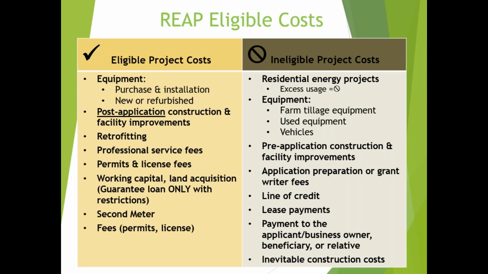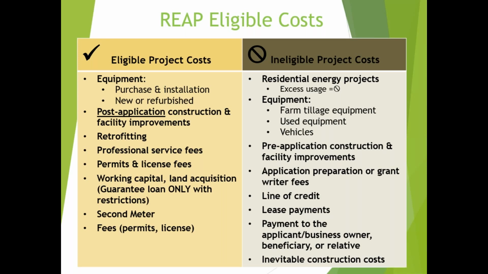So ineligible costs are residential energy projects, equipment for farm tillage, or equipment used on the farm for farm processes other than what is an eligible project. So a tractor, for example, would not be eligible. Used equipment, again, refurbished is fine, used is not. And refurbished, the difference there is there's certification, and it's usually sold by a dealer. And then vehicles are not eligible. Any costs incurred prior to the application submission and acceptance are not eligible. Application preparation or grant writer fees are not eligible.